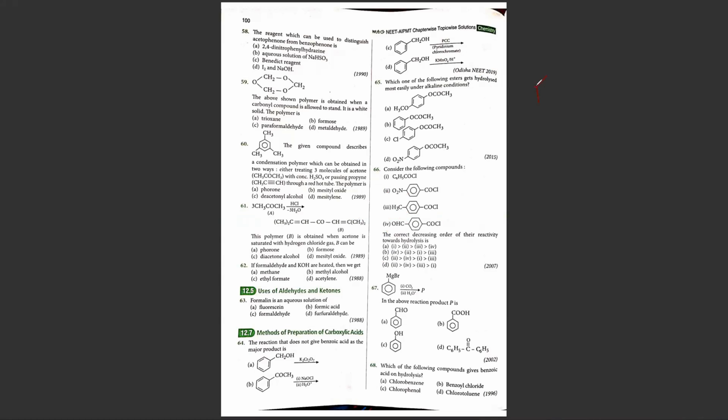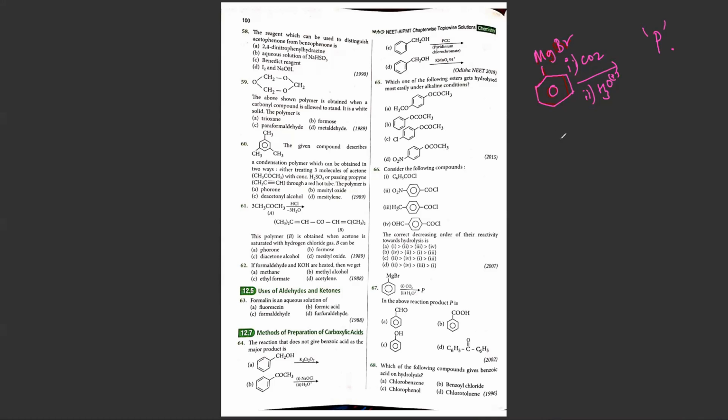We have taken MgBr. This is to be reacted with carbon dioxide, and then it will undergo hydrolysis. When it is treated with carbon dioxide, what will be the product P? This is benzyl magnesium bromide, or you can call it phenyl magnesium bromide.